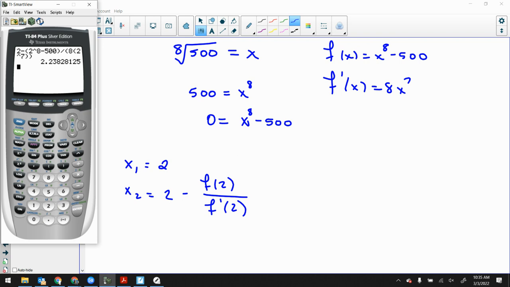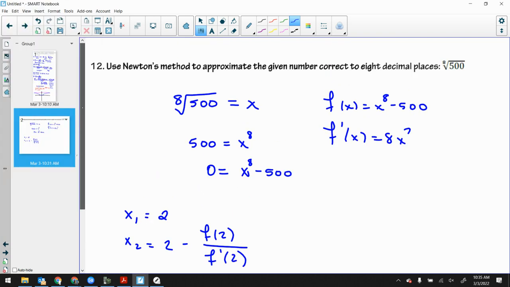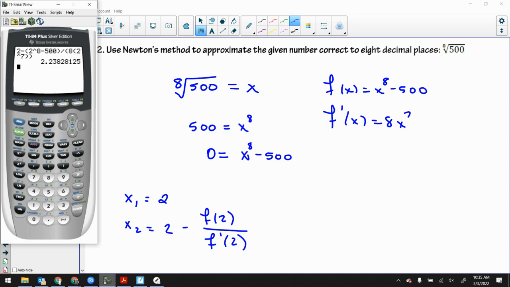I am looking to keep running this until I get close enough for how many decimal places? 8 decimal places. So what does that mean? That means I've got to keep going. Now, I'm not even 1 decimal place because I was at 2 and now I'm at 2.238 and so on. So now I hit second entry, and in place of every 2 that I had, I'm going to put the answer, because I want to use that non-rounded value. How do you put the answer in there? Second negative sign. Yeah, that's answer.